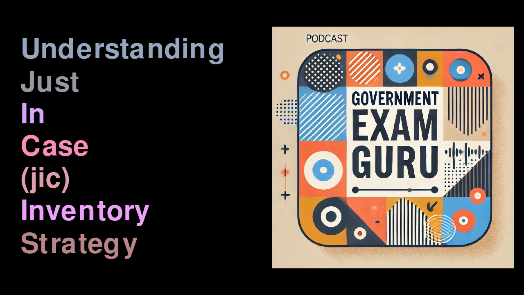Real-world examples of just-in-case JIC. 1. Military organizations. Military supply chains must ensure that essential equipment and supplies are always available, especially in emergencies. A stockout could lead to severe operational failures.